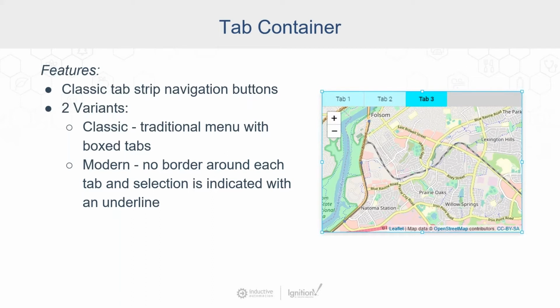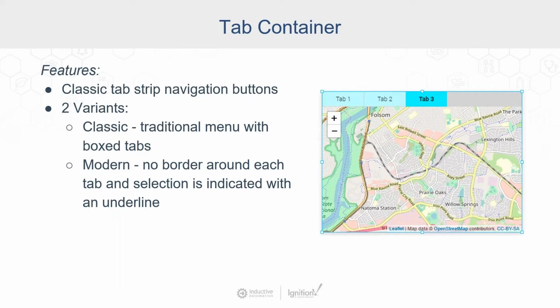We're probably all very familiar with switching between tabs from years of using web browsers and the navigation that's in there. The tab container gives you that same classic tab strip navigation inside of Ignition. The container comes with two variants. It's classic and modern. And classic, you can see on this slide, has a traditional style menu with box tabs that can change the color based on the tab you're currently looking at. Of course, you can be in complete control of those colors. The modern version gets rid of the border around each of the tab buttons, instead indicating which tab you're seeing by simply underlining the title of that. And so it's just the styling of how those tabs work.